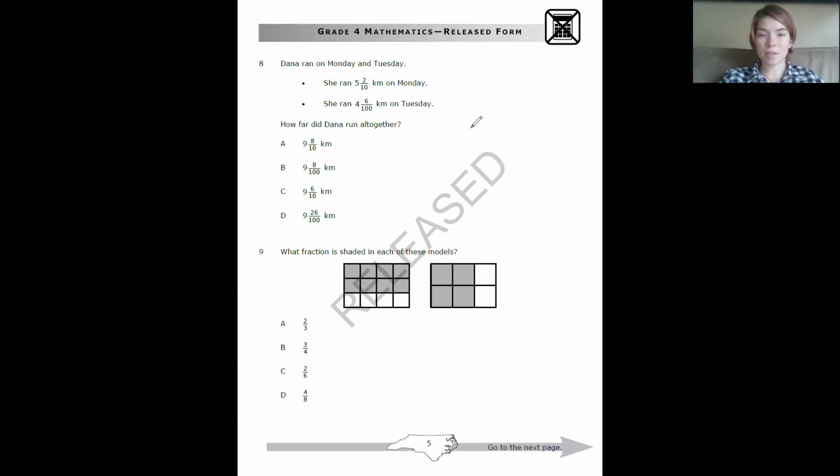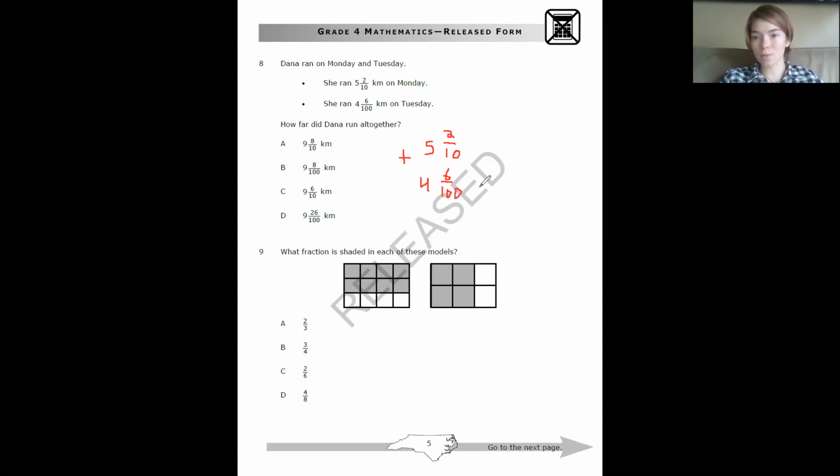Dana ran on Monday and Tuesday. She ran 5 2/10 kilometers on Monday. She ran 4 6/100 kilometers on Tuesday. How far did Dana run altogether? Okay, so to do this, we want to get these two numbers to have the same common denominator. Now to get 5 2/10 and 4 6/100 to have the same denominator, the smallest number that both 10 and 100 go into evenly is 100. So we don't need to change 6/100 at all.